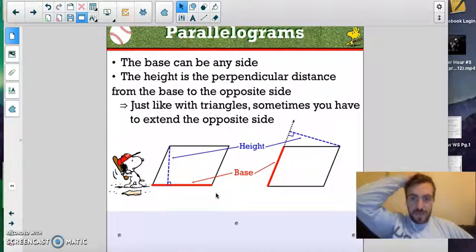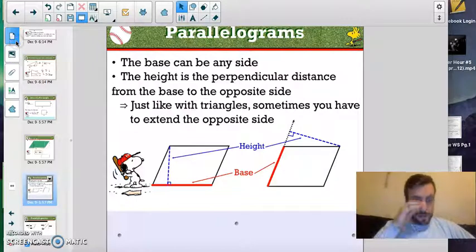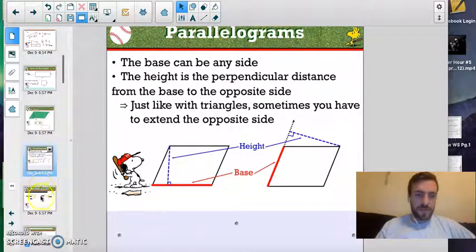The height is perpendicular to the base. So as I said earlier, it can be this line inside of the parallelogram or also can be outside the parallelogram. It just has to be perpendicular to the base. Those are the only things. And then just like with triangles, sometimes you have to extend the opposite side. So that's what you're seeing right here, like we did in that first example up in the second row.